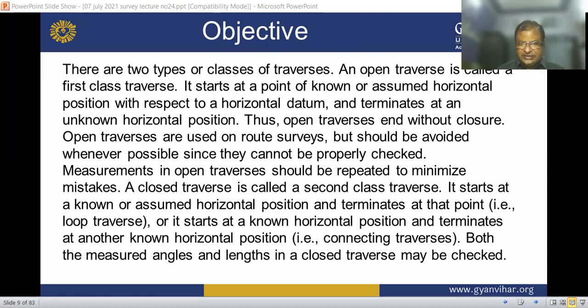Measurements in an open traverse should be repeated to minimize mistakes. A closed traverse is called the second class. It starts at a known or assumed horizontal position and terminates at that same point, that is the loop traverse, or it starts at a known horizontal position and terminates at another known horizontal position, that is the connecting traverse. Both the measured angles and lengths in a closed traverse may be checked.